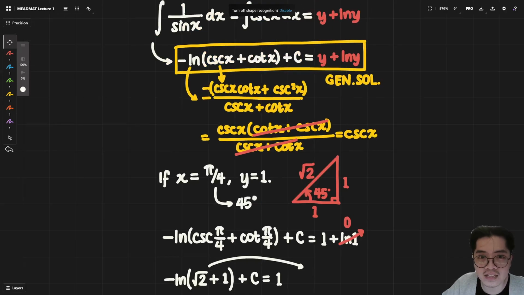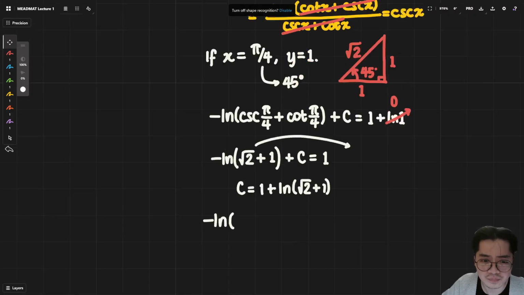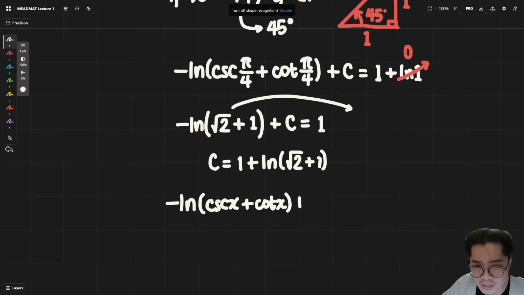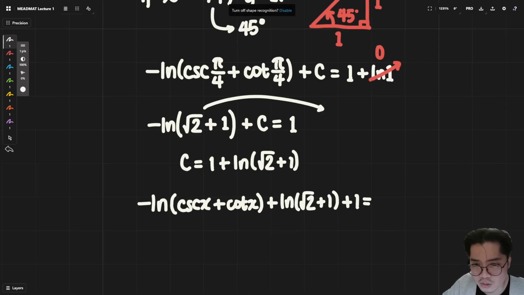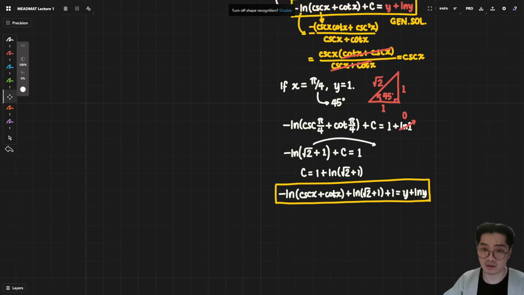Therefore, our mega final answer is ln of cosecant x plus cotangent x, and then plus your c, which is ln of square root of 2 plus 1, is equal to y plus ln y. That is everything for variable separable.